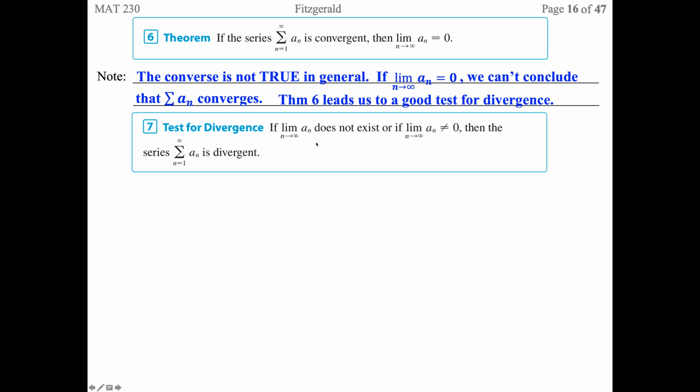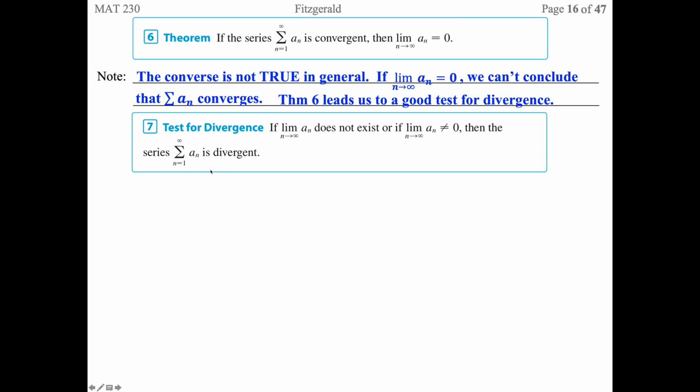Well, the limit doesn't exist, or the limit equals something other than 0. If that happens, then we know the infinite series of a sub n is going to diverge somewhere. So if the limit doesn't exist, say it's going to infinity, then it's divergent. Its sum's going to infinity. If the limit doesn't equal 0, then it's going to be divergent as well.